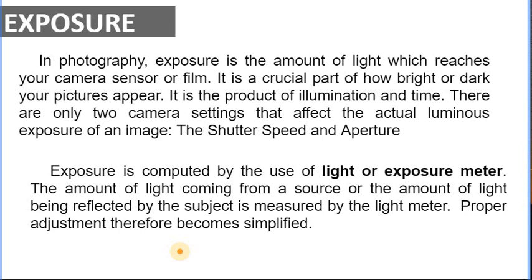So, exposure, it is the amount of light which reaches the camera sensor or film. It is a crucial part of how bright or dark your pictures will appear. So, it is the product of illumination and time, and there are only two camera settings that affect the actual luminous exposure of an image, the shutter speed and the aperture. So, exposure is computed by the use of light or exposure meter.